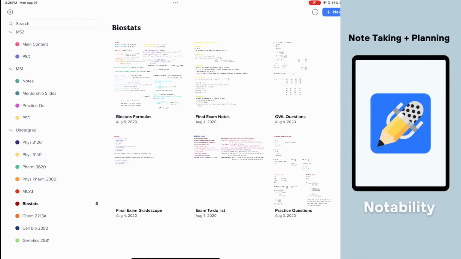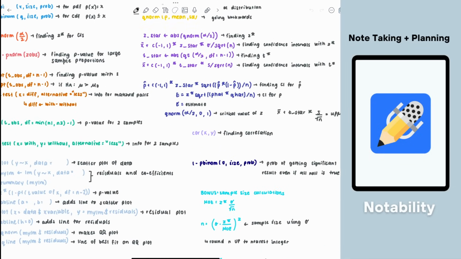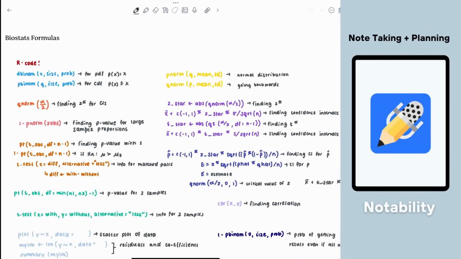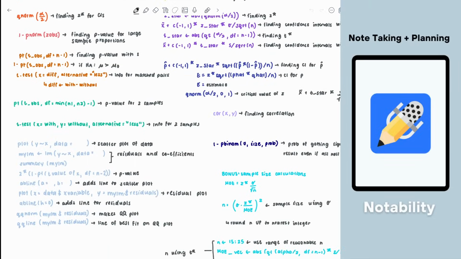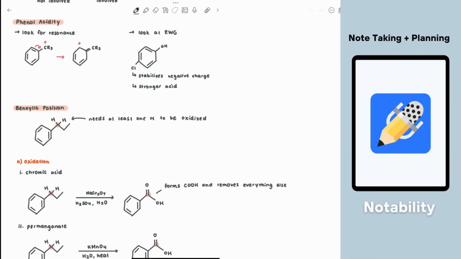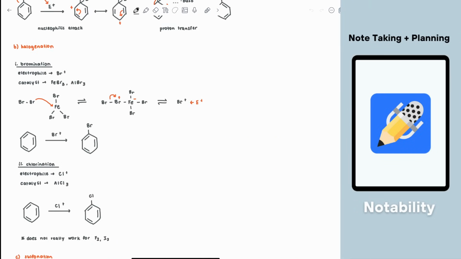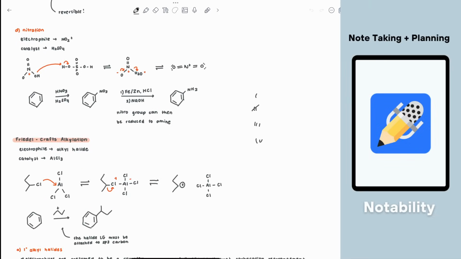So if we go back to 2020 and take a look at something like my biostats formulas, oh my gosh, these are insane. I just really like how clean and seamless everything looks, and it's really easy to take pretty notes with Notability. Look how beautiful these are. Wow, I'm really impressed. My notes do not look like this anymore.